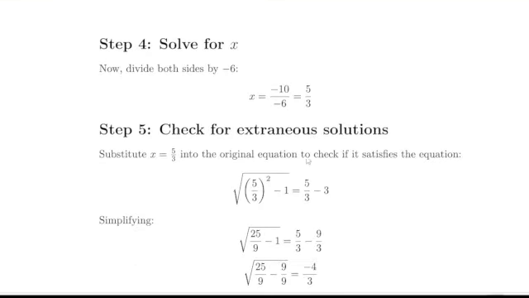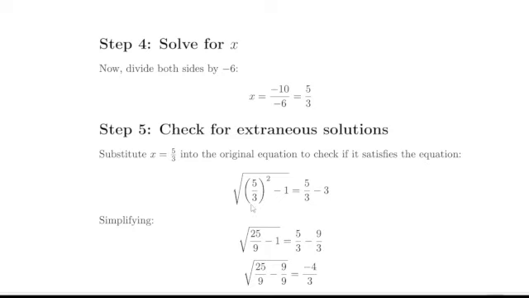Now we need to test this solution, and the reason we need to test is because we squared both sides. Usually when you square both sides, you get an additional solution. So let's make sure that x equals 5/3 works. So we're going to plug it back in for x.